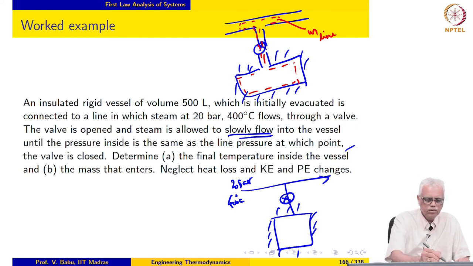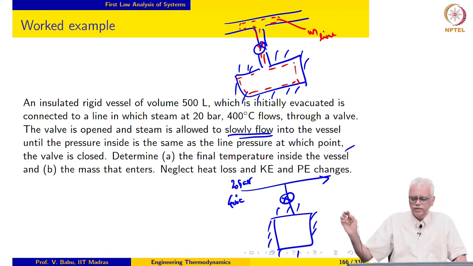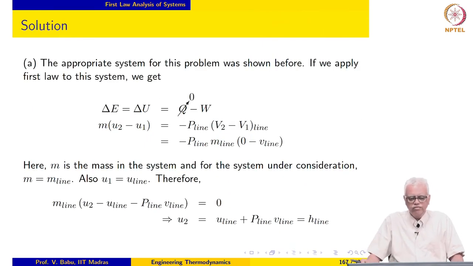Okay, so now, that is our system. If we apply first law to this system, delta E equal to delta U, no KE and PE change, equals Q minus W. Q is 0 because there is no heat loss and the vessel is completely insulated.